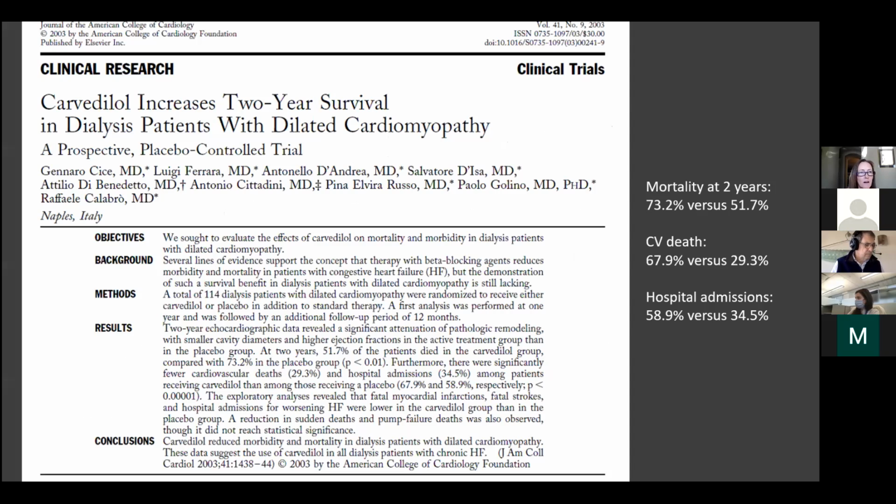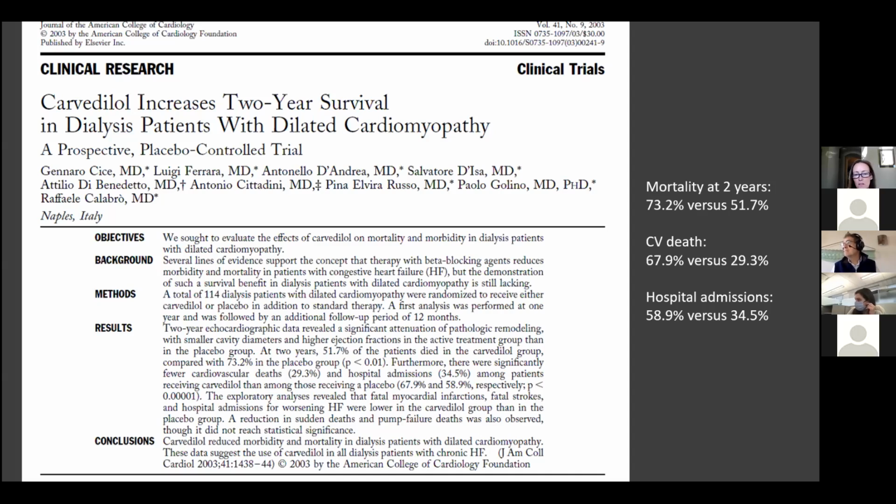So this is our randomized controlled trial. And this was done in Italy. So I think that's interesting. We keep track of all of our end-stage renal disease patients in the US, and the only randomized trial of HFrEF therapy performed in ESRD was performed in Italy. But what they did is they had 114 dialysis patients with cardiomyopathy, and they were randomized to carvedilol or placebo and followed for 2 years.